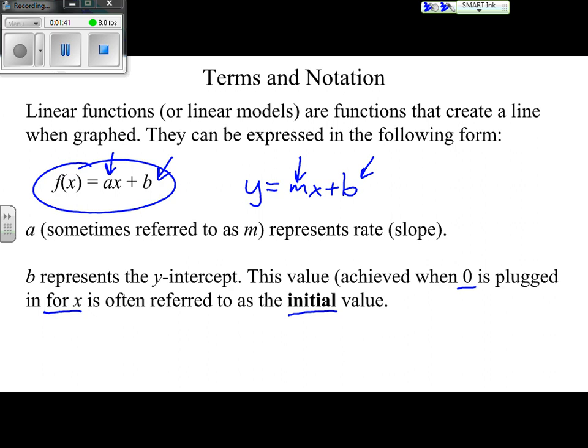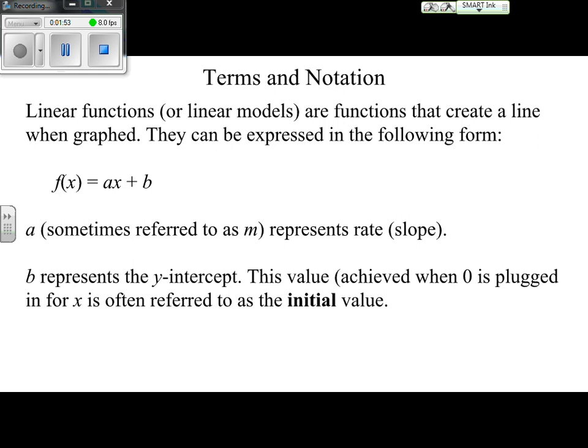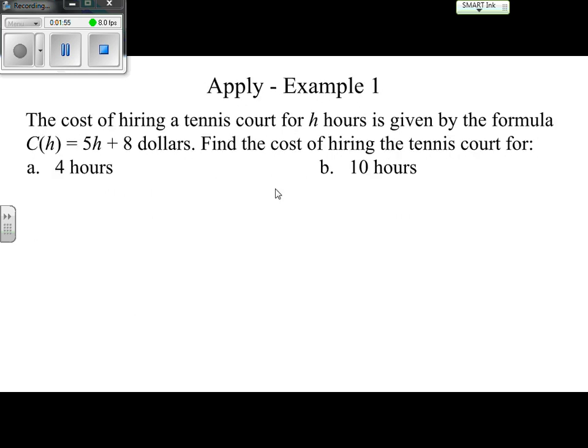And so this is all review. But again, for linear equations, if we want to find our initial value, we plug in 0 for x, and we have our a, or our m, which is our slope, always multiplied by x, also our rate, and then our b, which is our y-intercept or initial value.